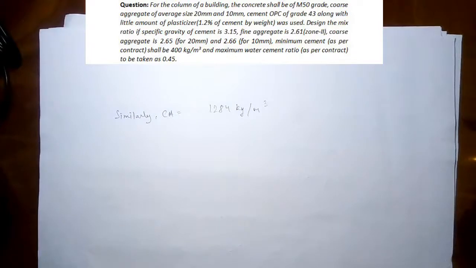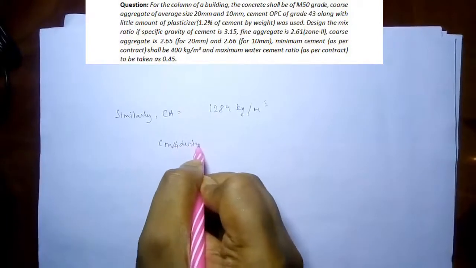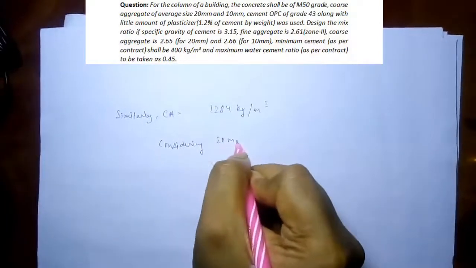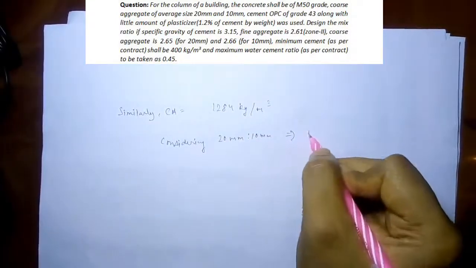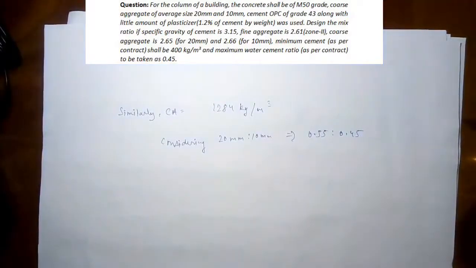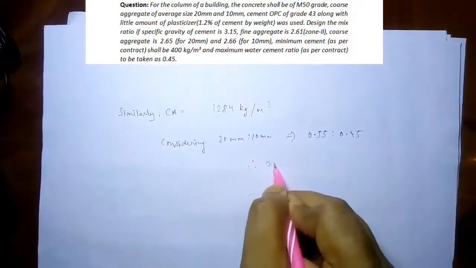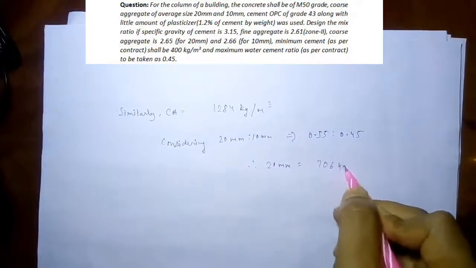So now one more thing, we are given in the question that 20 mm and 10 mm are the two sizes of aggregates. So considering 20 mm is to 10 mm as 0.55 is to 0.45. Let us consider that this is the ratio of the amount of aggregates we are considering, and therefore 20 mm is equal to 706 kg.